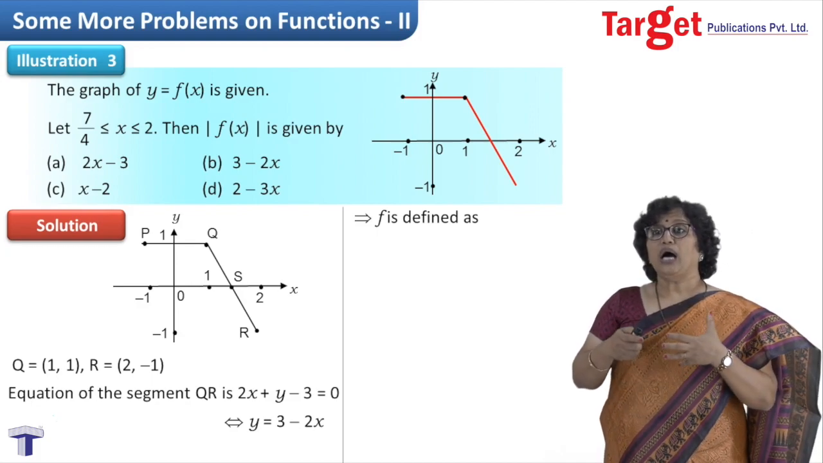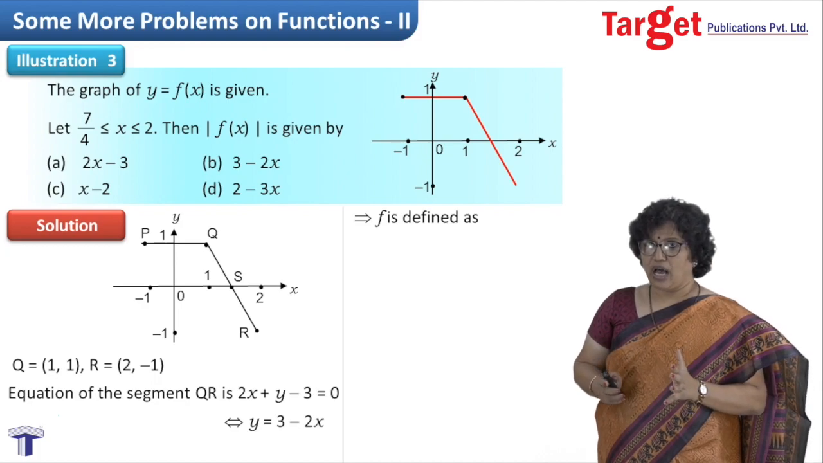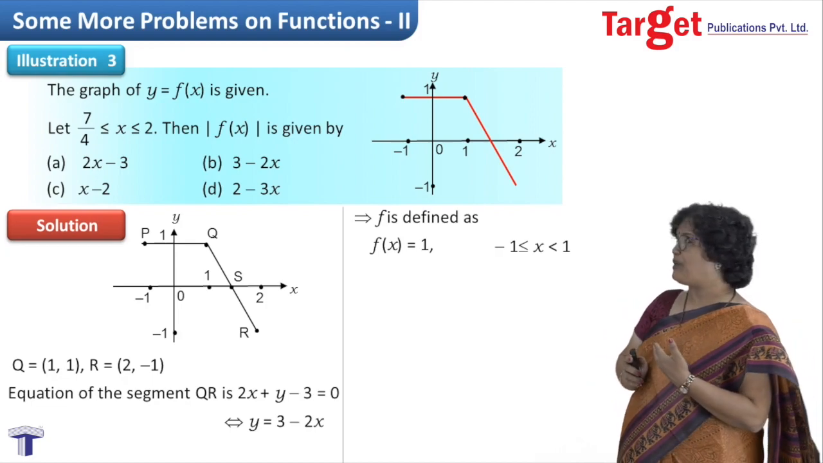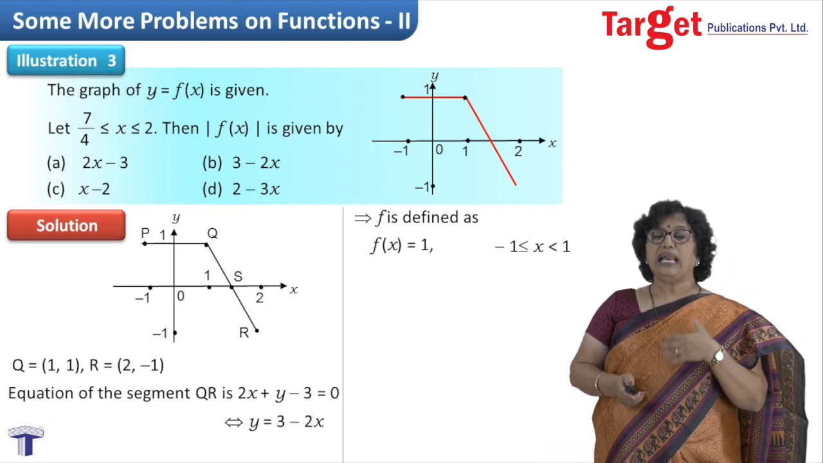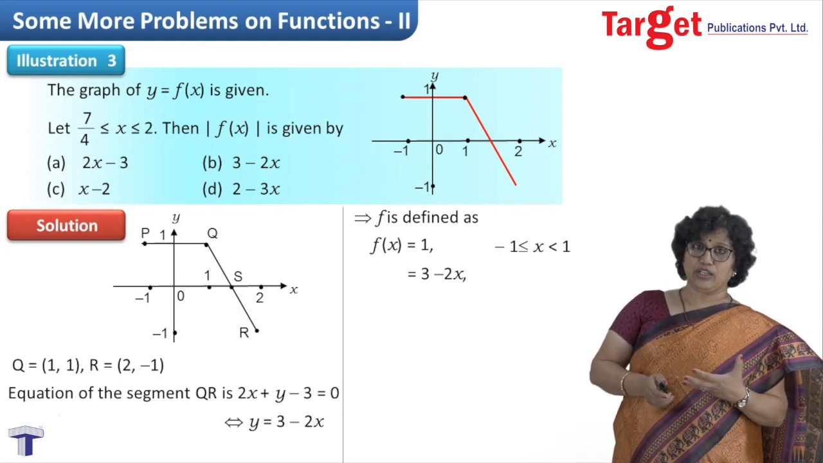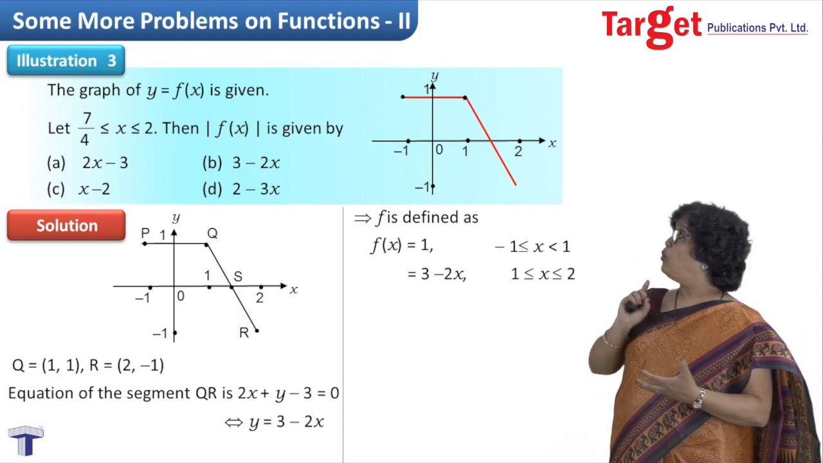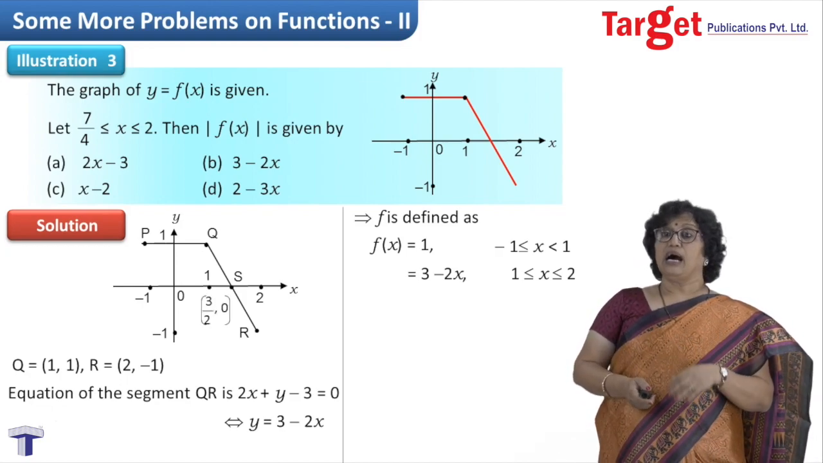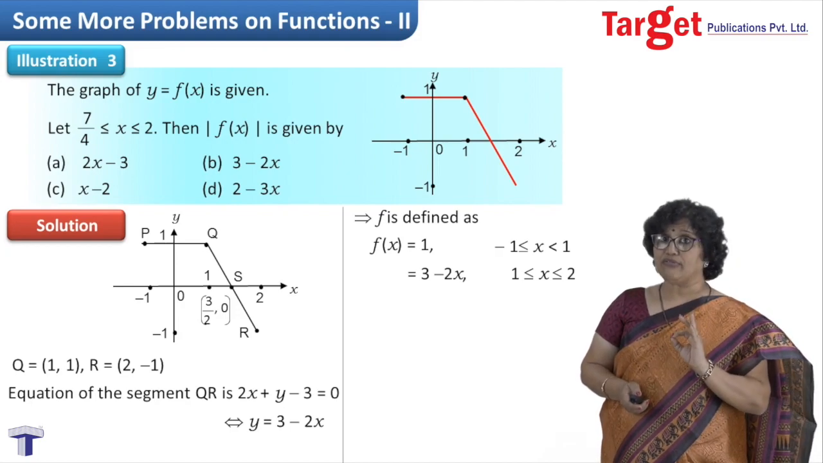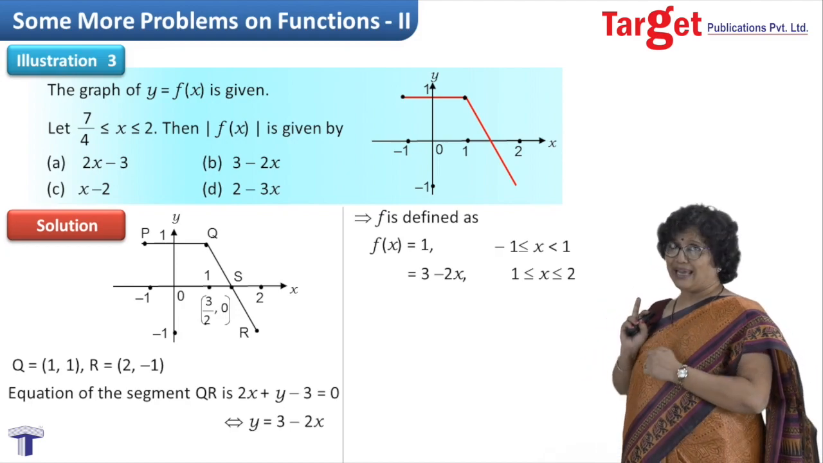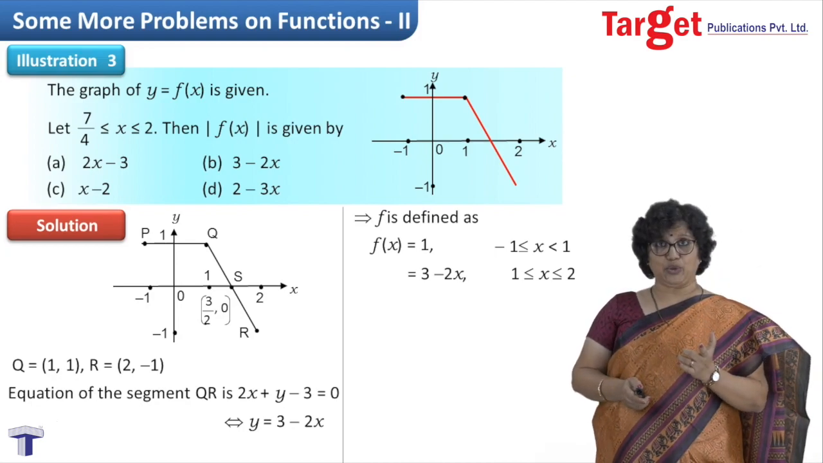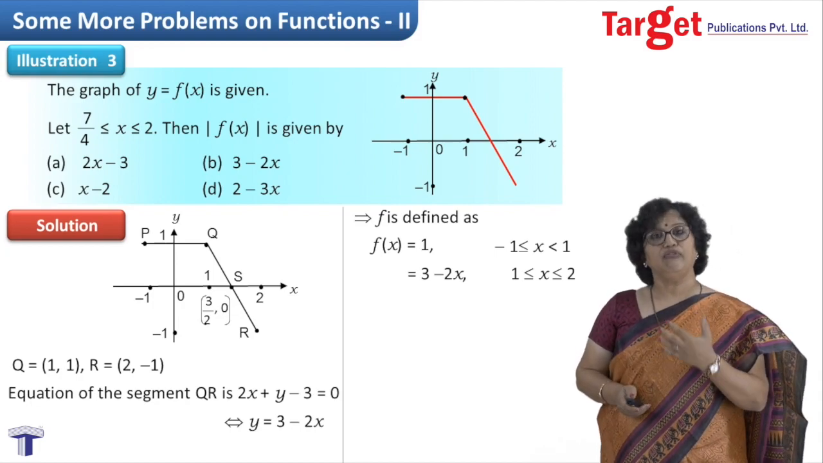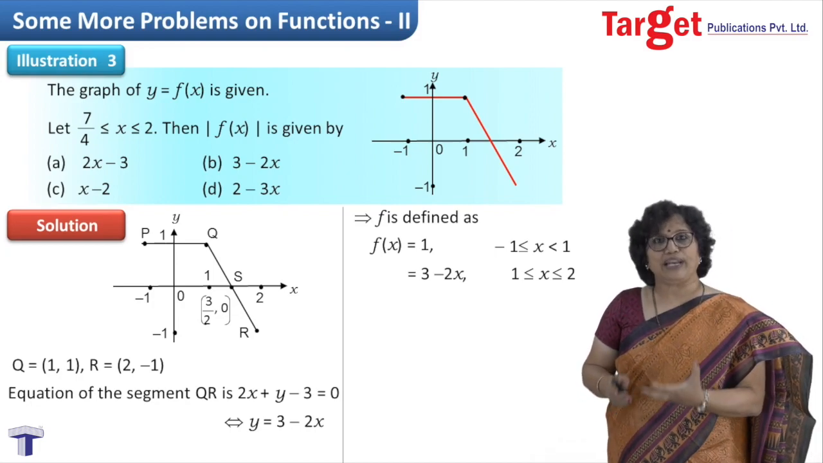Fine. Now, at least I have gathered information about the function, that fx remains 1 when x is between minus 1 and 1, as I said before. And now I have gathered that it is 3 minus 2x whenever x is between 1 and 2. Okay. Now, if I have to go further, I have said that point S is the point where segment QR meets the x-axis. And x is 3/2 there. Y is 0. By substituting y equal to 0 in the equation of the line only, we have found that point.